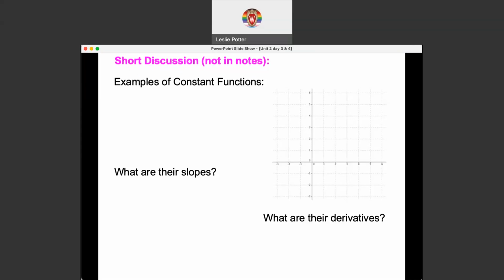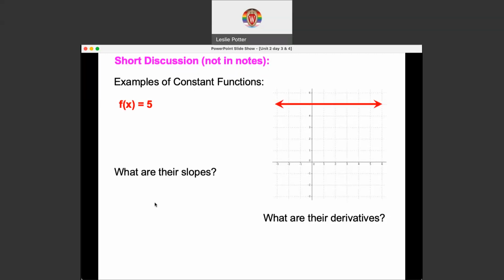Okay, so let's talk about functions. We're going to first talk about constant functions. So what does that mean? A constant function. Well, constant means the value doesn't change. So when we're talking about a constant function, we're saying the y value is always the same. It's constant, right? Like f of x equals 5. That's a constant function. What is its slope?